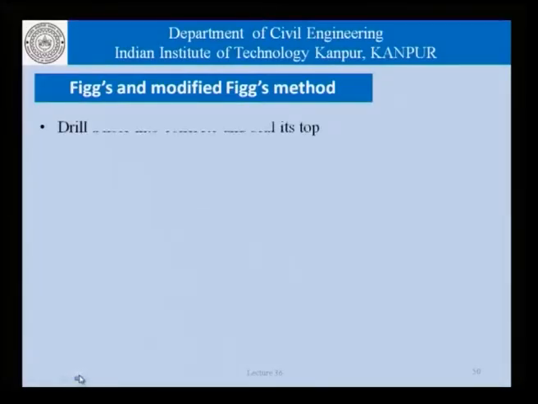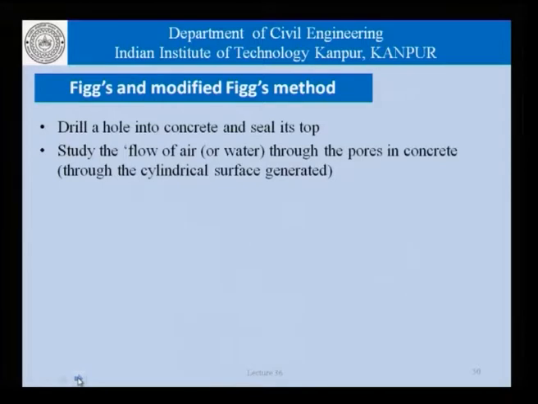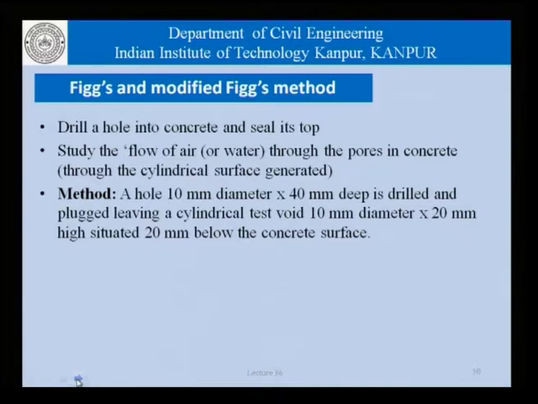As far as the Figg's and modified Figg's apparatus is concerned, this is another interesting test where a hole is drilled into the concrete and sealed at the top, and we want to study the flow of air or water through the pores of concrete through the cylindrical surface that is generated. The method really involves drilling a 10 mm diameter and a 40 mm deep hole, and then plugging it, leaving a cylindrical test void of 10 mm by 20 mm.